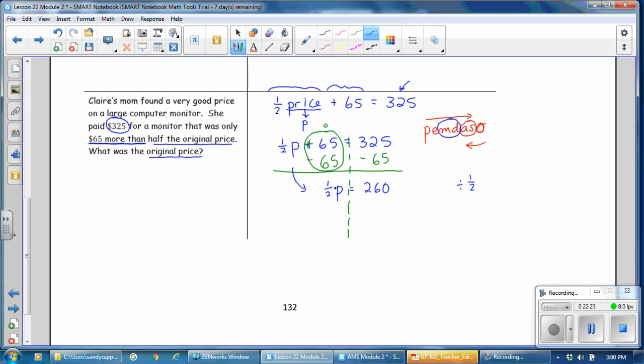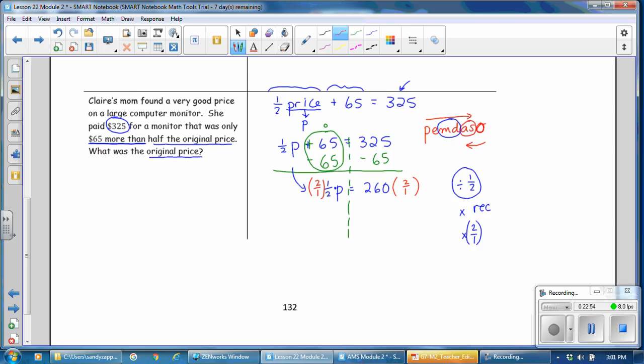Now if you remember that in order to divide with a fraction, you actually multiply by the reciprocal. So the reciprocal of 1/2 is 2/1. So we're going to multiply both sides of the equation by 2/1. I'm going to show that in a different color. So here we have 2/1, and this is also 2/1. You remember to do the same operation on both sides with the same number.